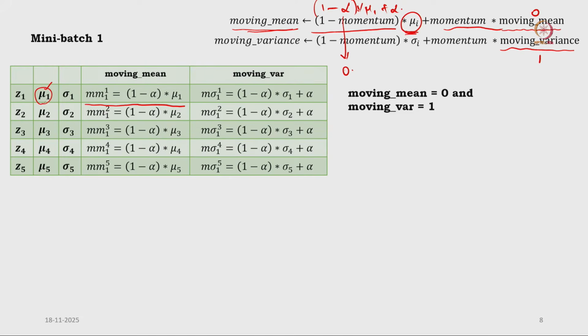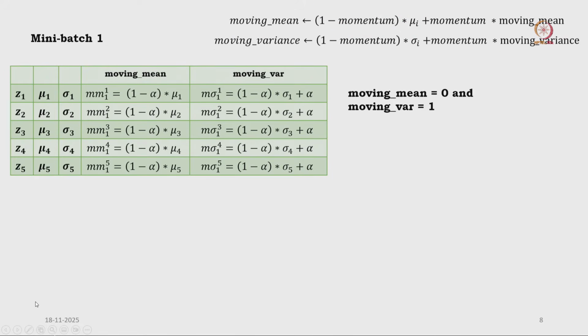Let us see what the role is, why we are doing this, let us understand. Then how do we calculate moving variance? It is 1 minus momentum, then this variance is this standard deviation, plus momentum into this whole term, which is 1. Therefore, we are getting this equation. I hope this is clear to you. It is still not explained why, it is only explained how to get this moving mean and moving variance. For the first mini batch, the moving mean value will be 0 and the moving variance value is 1.